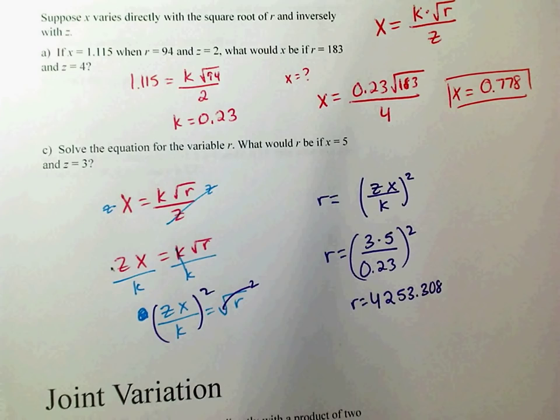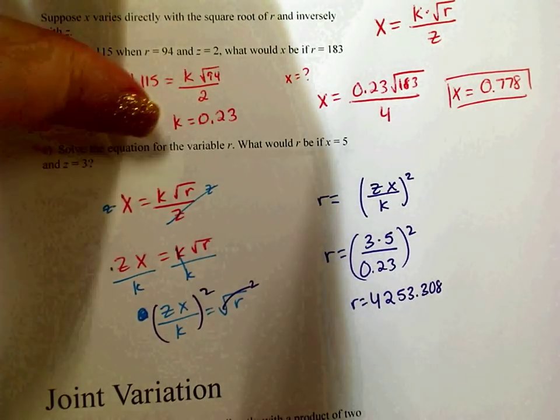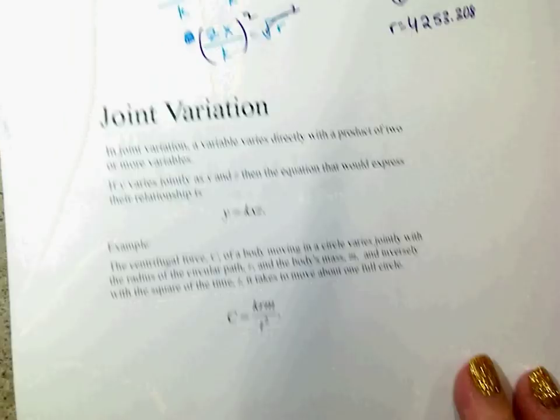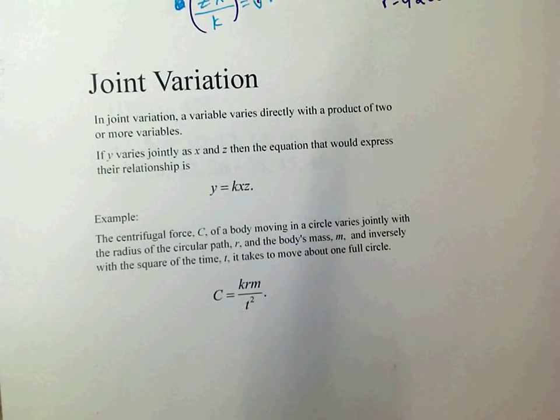Okay, so one last type of variation, joint variation. It says, in joint variation, a variable varies directly with a product of 2 or more variables. If y varies jointly with x and z, then the equation that would express the relationship is y equals k times x times z. So if there's a joint variation, then it's multiplication of 2 other things. It doesn't have to just be variables.